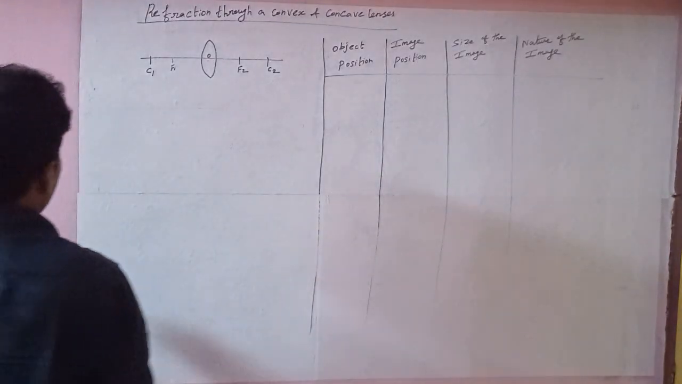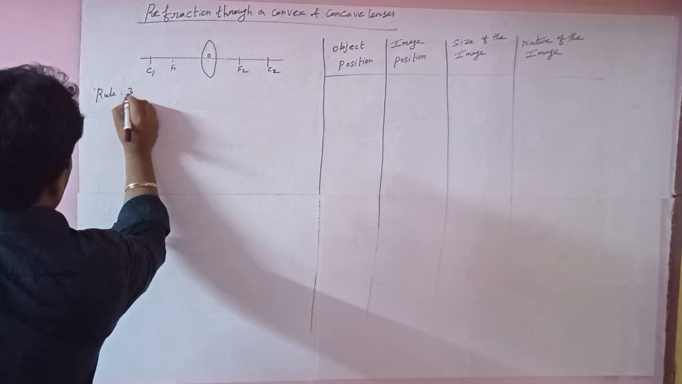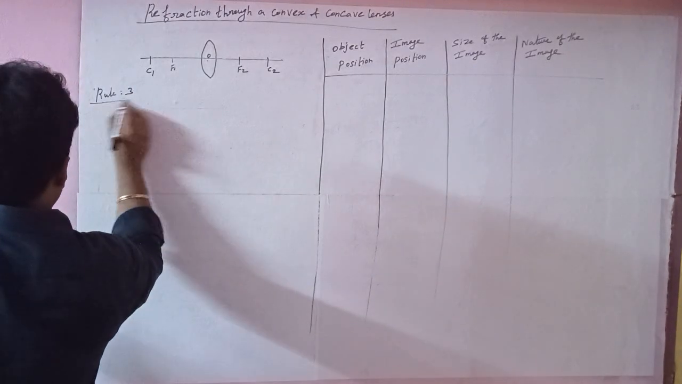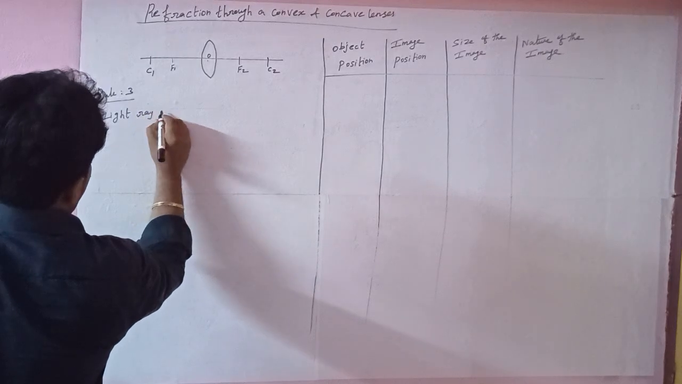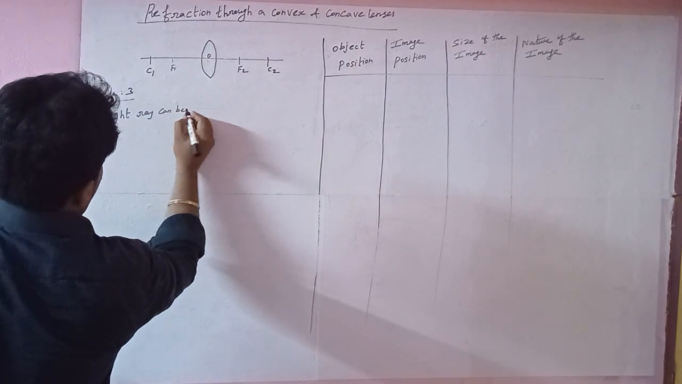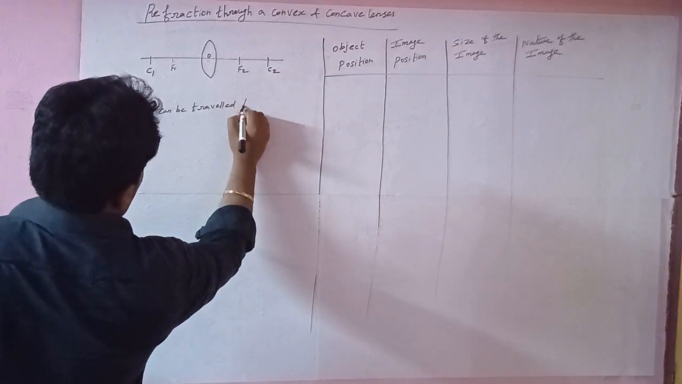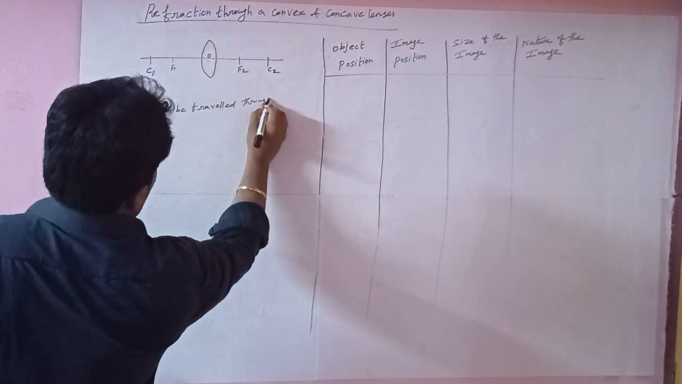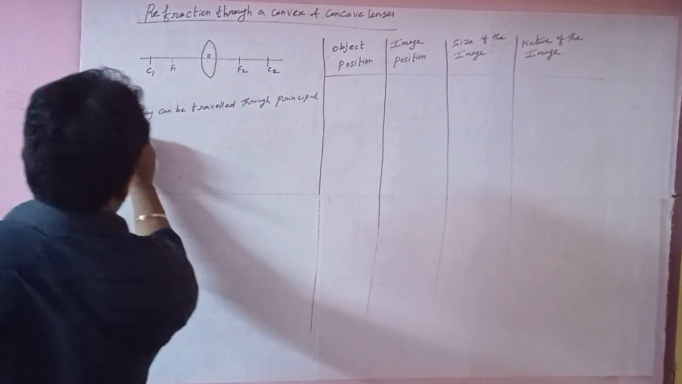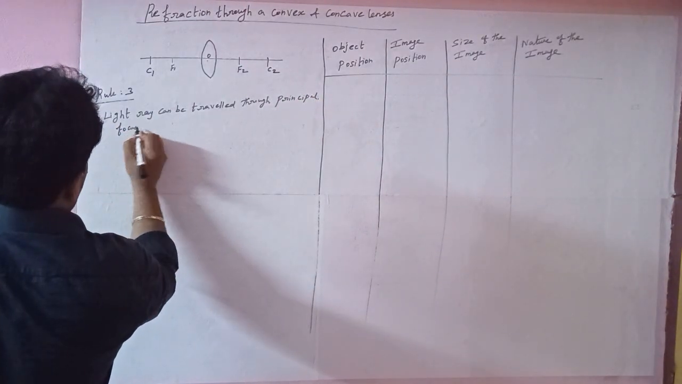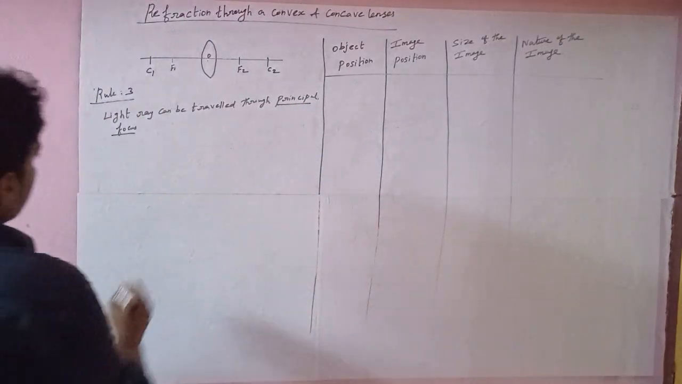Rule 3. Okay, so we have to write the condition. Okay, the light ray can travel through the principal focus. Okay, so we have to draw the diagram.